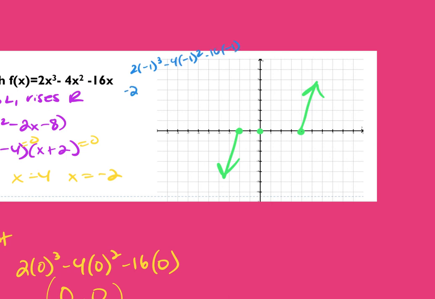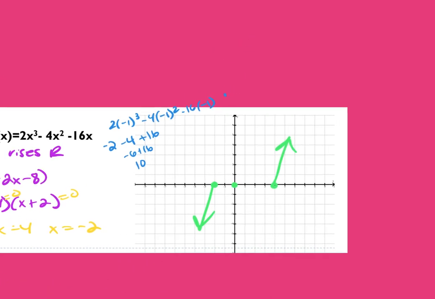This would be minus 4 times positive 1, so negative 4, and then positive 16. So negative 6 plus 16 is 10. So negative 1, 10. And if it's off your graph, that's okay. You'll literally just label it. So it's going up, okay, coming back down.